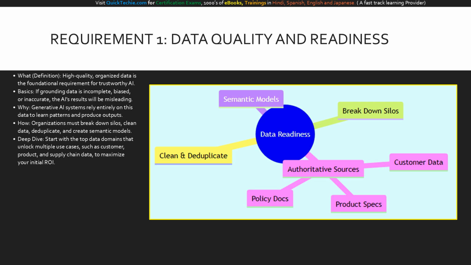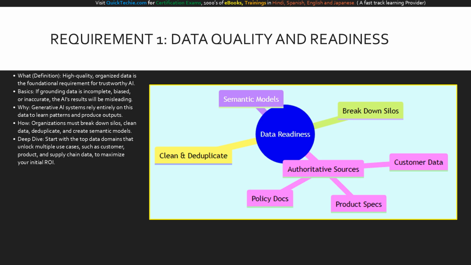How do we do this? As outlined in our bullets, we must break down data silos, clean and deduplicate the information, and create semantic models so the data is understandable across teams. Do not try to boil the ocean. A best practice is to mandate that your team start with the top data domains like customer or product data that unlock the most critical use cases first.